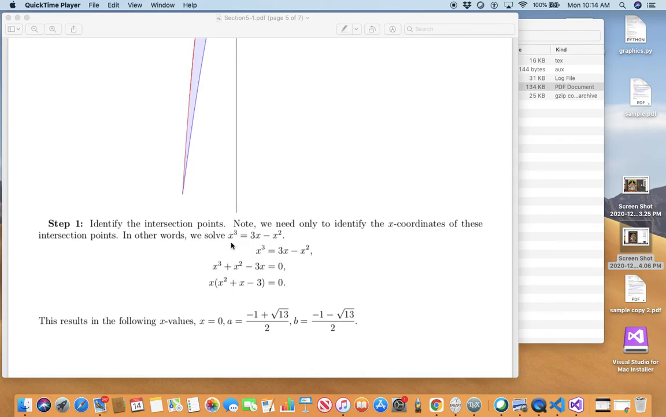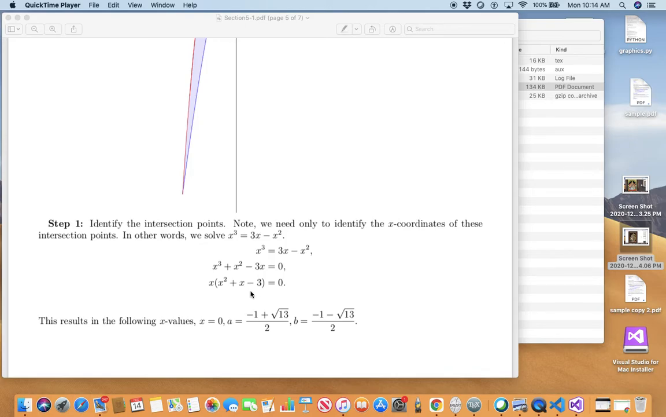All we need to do is equate the expressions defining the two curves. x cubed equals 3x minus x squared. Move the x squared to the left, move the 3x to the left. You have x cubed plus x squared minus 3x equals 0. Common factor of x: x times (x squared plus x minus 3) equals 0. So notice the first factor gives me x equals 0. The second factor is a quadratic.